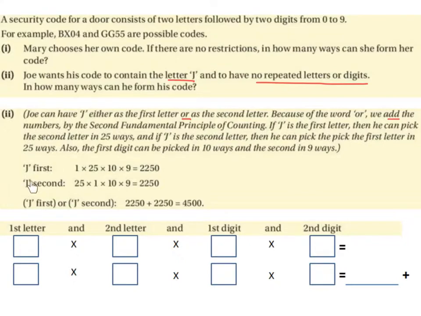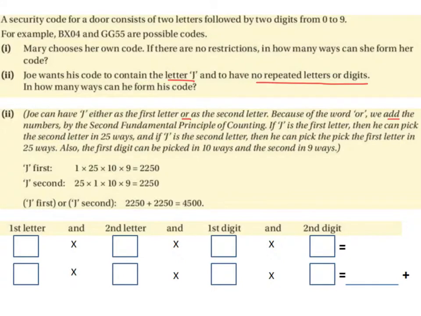Now, if he has J as the second letter, then he's got 25 letters for the first, 1 letter for the second, that 1 letter being the J, 10 numbers for the first digit, and 9 numbers left over for the second. So multiplying these, we get 2,250. So remember, it's the J first or the J second, and or means add, so we add them to get 4,500.